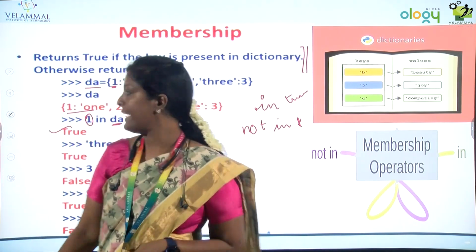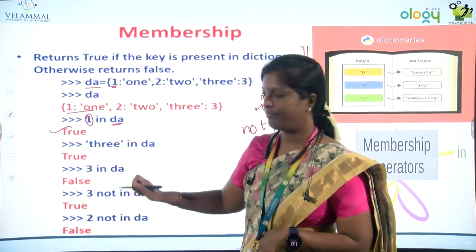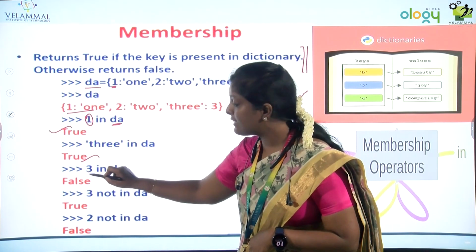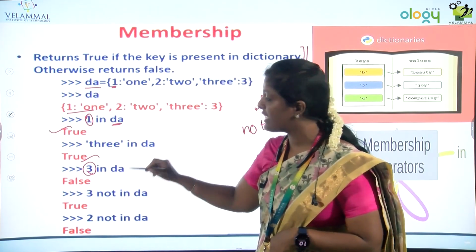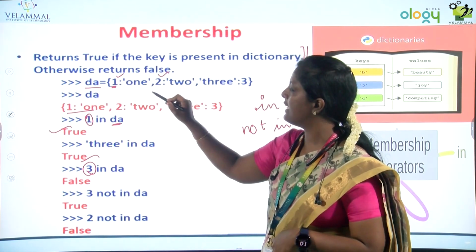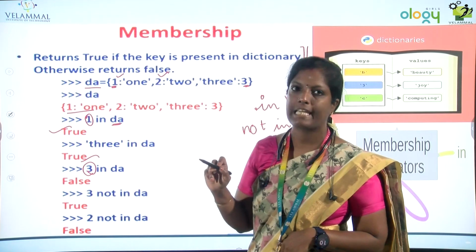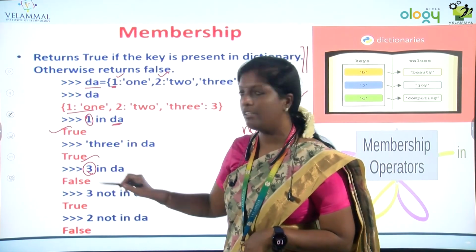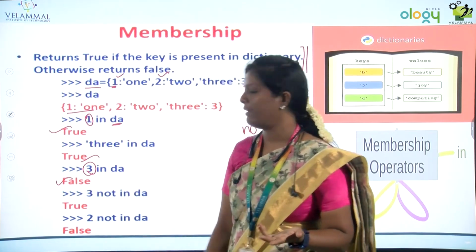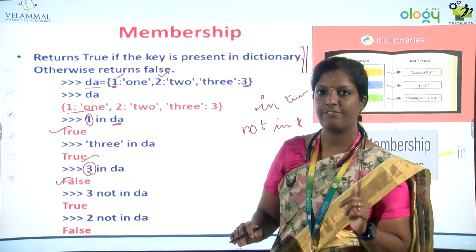Got it? Next is 3 in DA. Is it available? Yes, true. Okay. Is this 3 available in your dictionary DA? Is any key available? 1 is there, 2 is there. Is 3? 3 is only available in the value column, not on the key column. So here what will it do? There is no key, right? So it will display false. Now got it, children? Can you understand what is the difference, right?